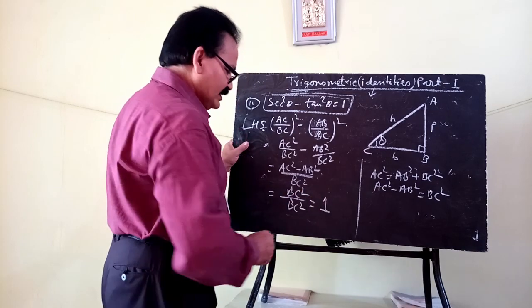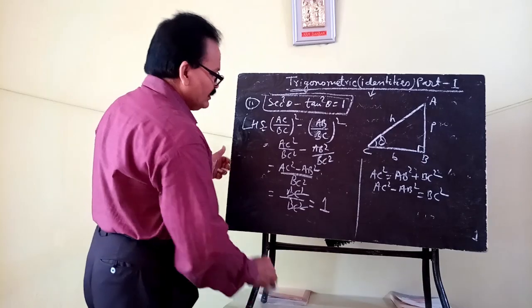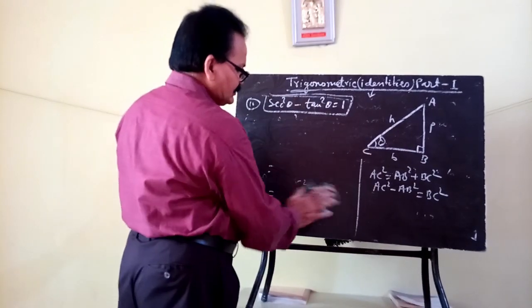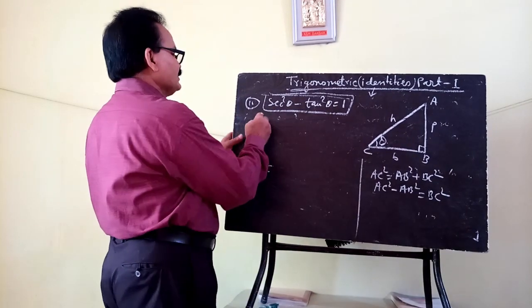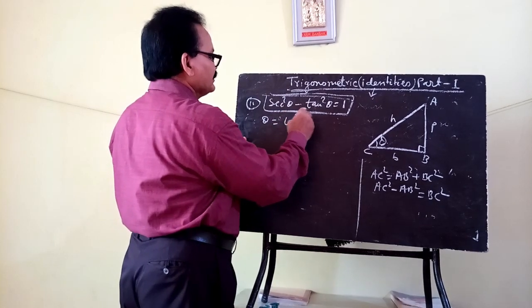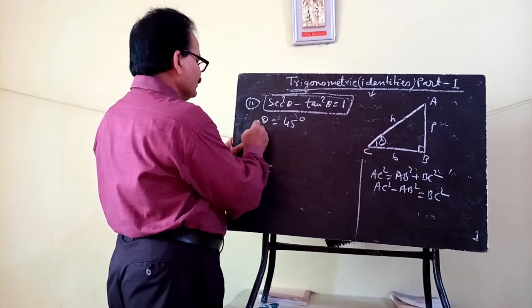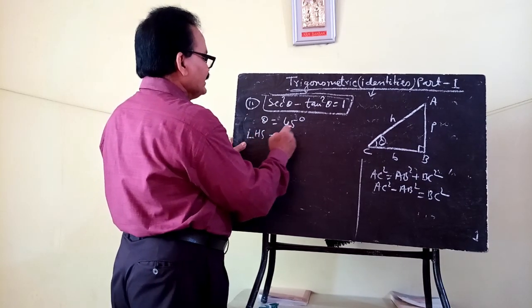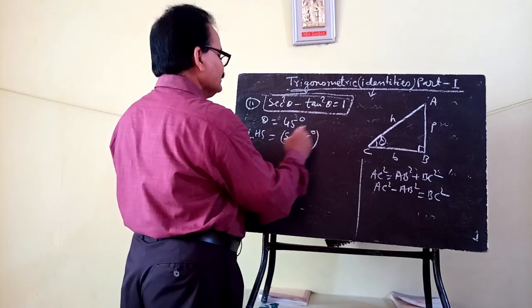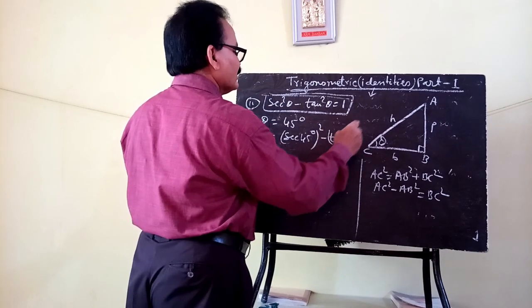So your RHS again cancel each other, you will get 1. To verify, you can also use various values of theta. Say here, if we consider theta as 45 degree, your LHS is sec 45 degree whole square minus tan 45 degree whole square.